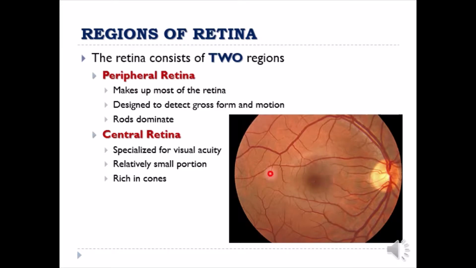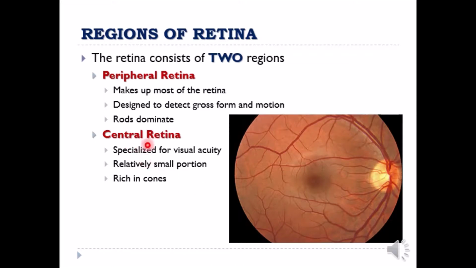Now you remember we were talking about rods and cones, right? Rods are helping us to see in the dark. So the peripheral retina is filled with rods. The majority of the rods are in the peripheral retina.